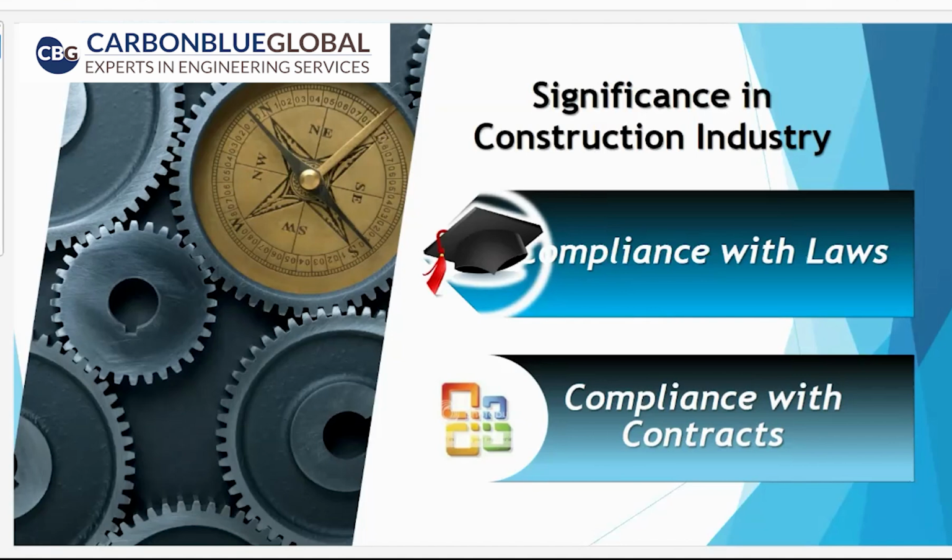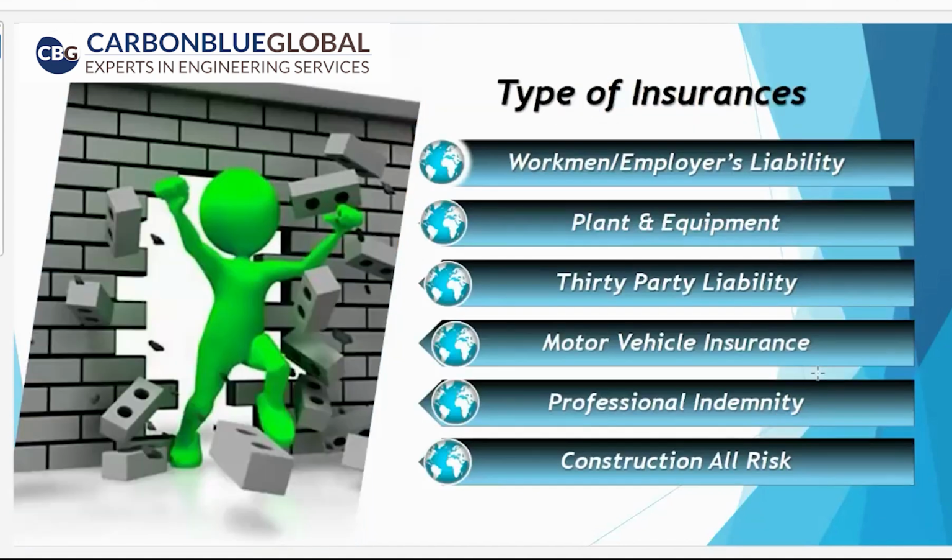Okay, now I'm moving on to the next slide, which is the types of insurances. These are some of the common insurances that will be applied in construction contracts. The first one in this list is workman slash employer's liability insurance. This insurance is intended to cover the liability which may arise due to injury, disability, or death happening to the employees of a company while under employment. As I said earlier, this is mandated by law.